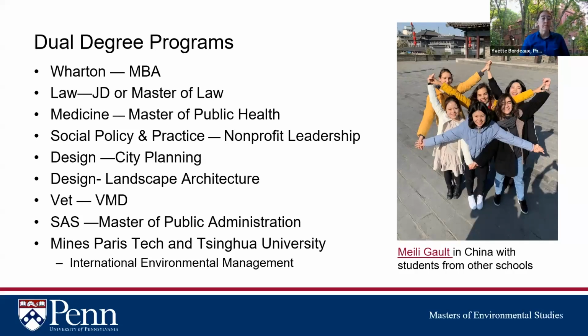The School of Design, we have two dual degrees with them, one in city planning and one in landscape architecture. The Veterinarian School, veterinary medicine degree. Veterinarians are learning that climate is playing a crucial role in the health of their animals, and they need to know more about the environment. And then we have the Master of Public Administration, which is also in the School of Arts and Sciences, and you can get those two degrees together. So, understanding environment and government.